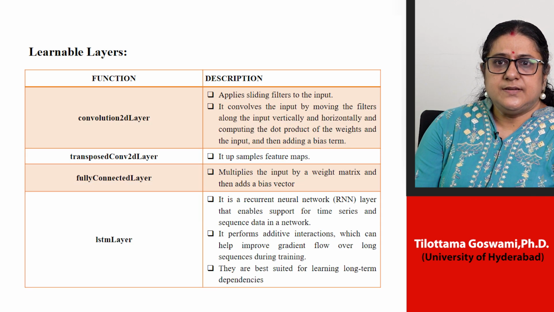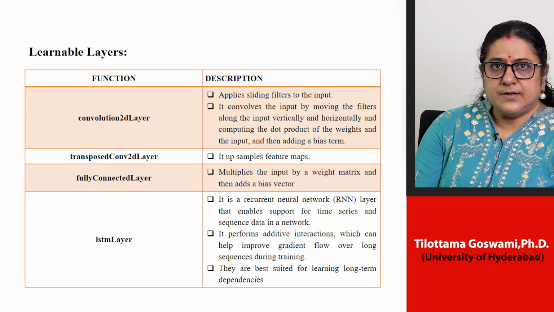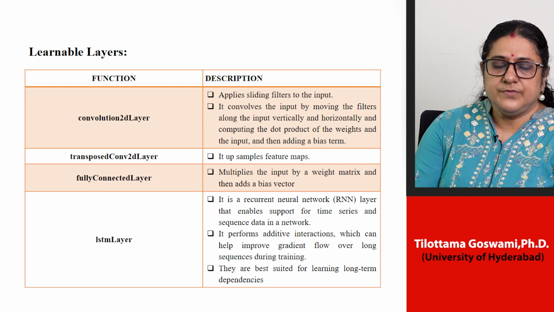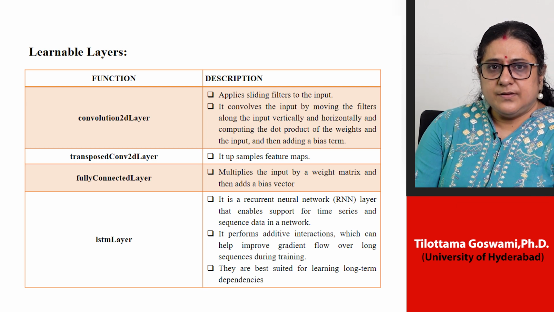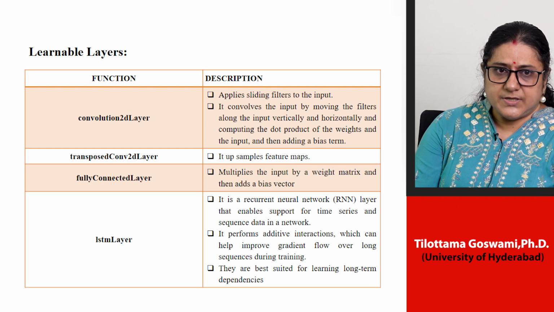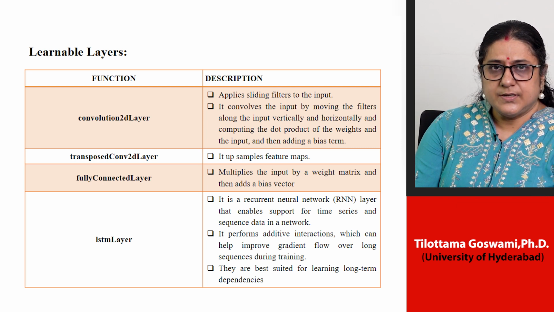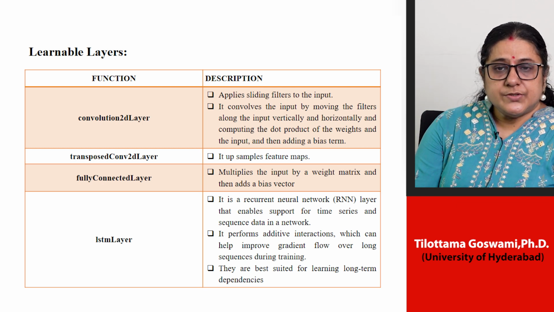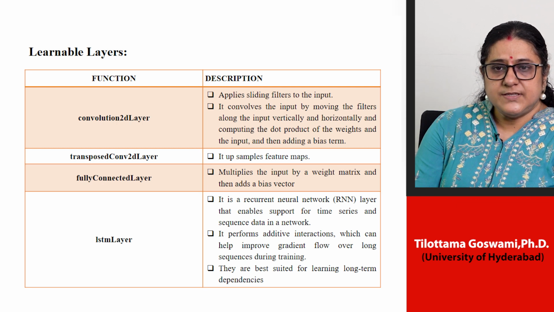In the learnable layers, one of the very common and popular ones where images are used is the convolutional 2D layer. It applies sliding filters to the input. It convolves the input by moving the filters vertically and horizontally, and computes the dot product of the weights and the input, and then finally adds the bias term. The transposed conv 2D layer upsamples the feature maps.